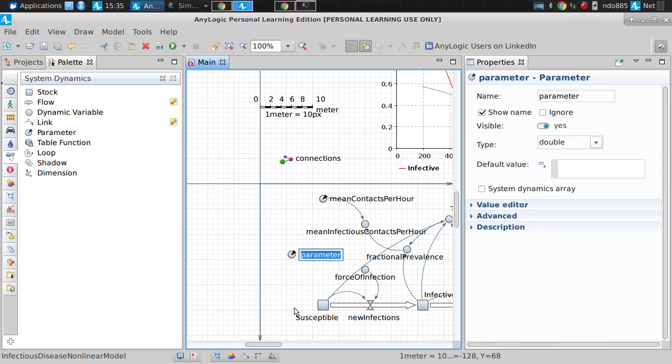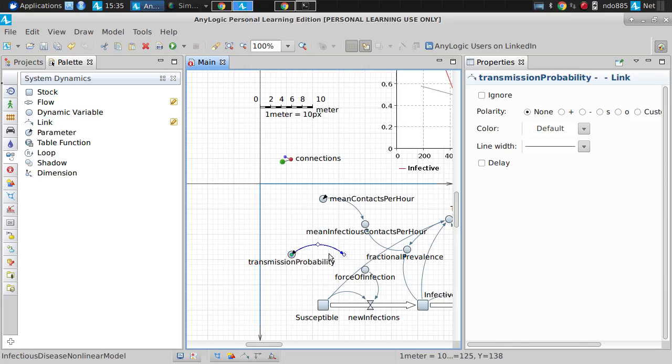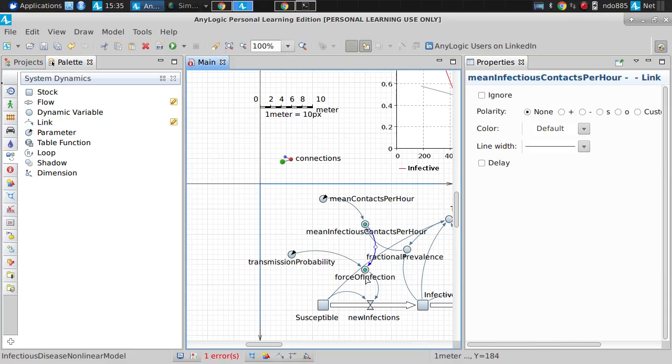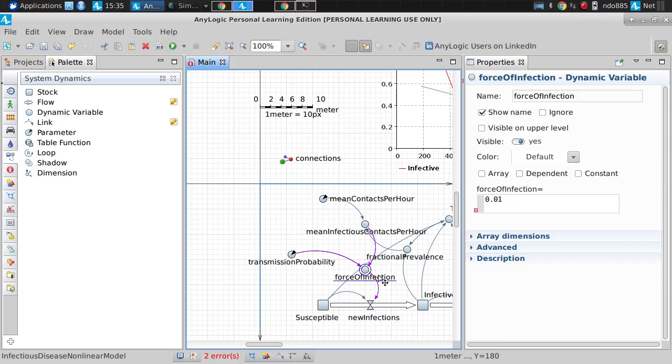And what we're going to have there is a parameter. I'm tempted to use different words, but I'm going to say transmission probability. So if an infective meets a susceptible, what's the chance that they will transmit to that susceptible if a contact takes place? And this is going to impact the force of infection, the chance per contact of infection, and then from mean infectious contacts per hour, that's going to give the effective force of infection.